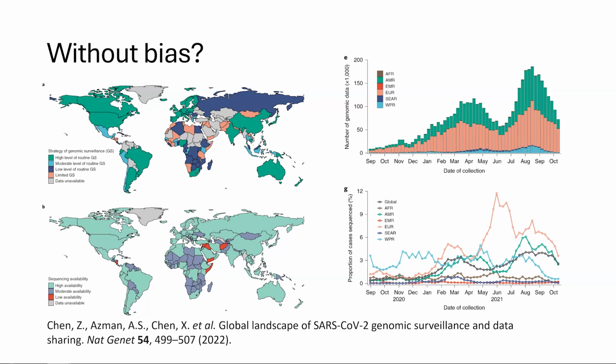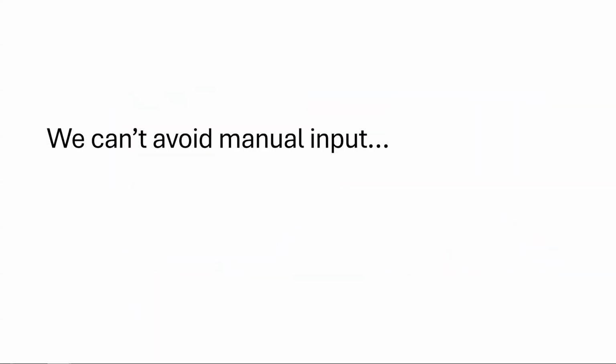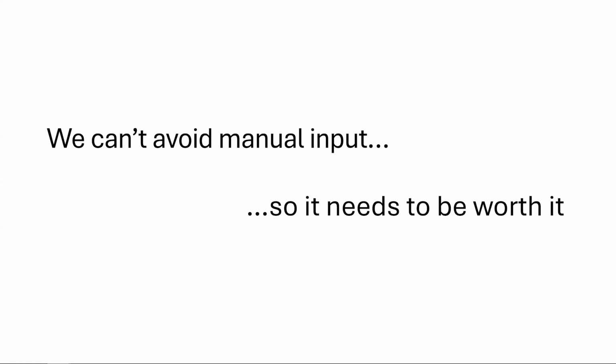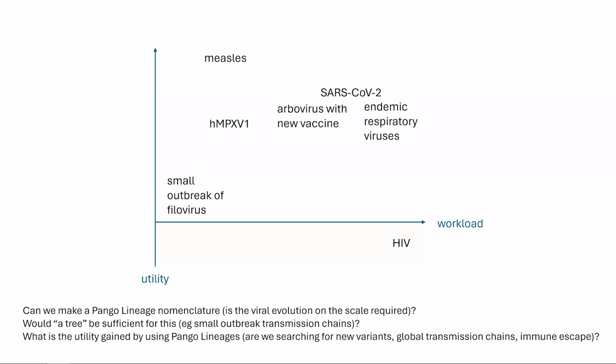And this means that the thresholds or criteria might need to be different depending where the data come from, and might need to change over time to reflect sampling density. So I don't think any Pango nomenclature can avoid a degree of manual input. It needs to be worth it with a purpose in mind.